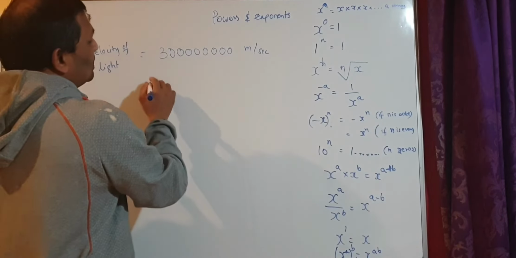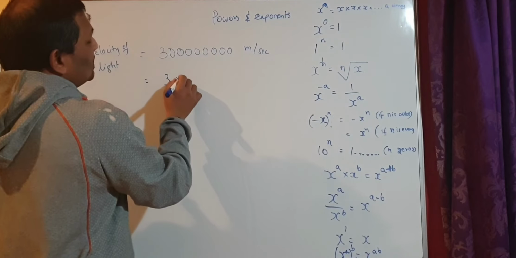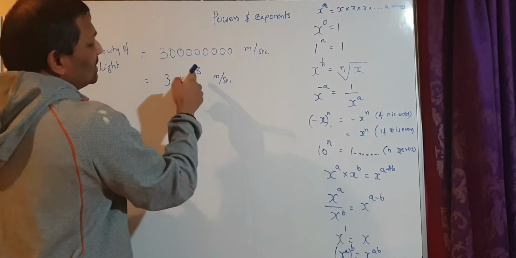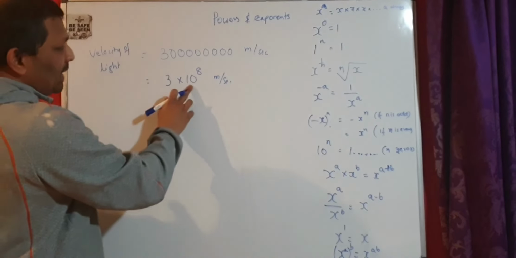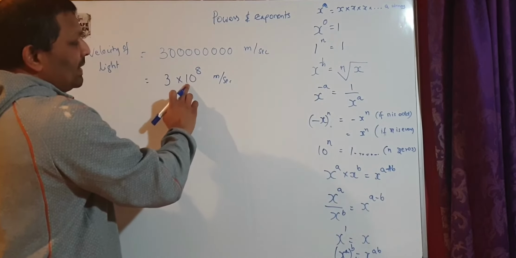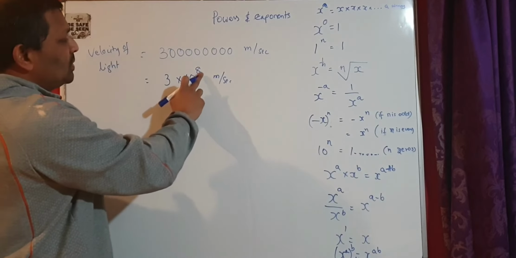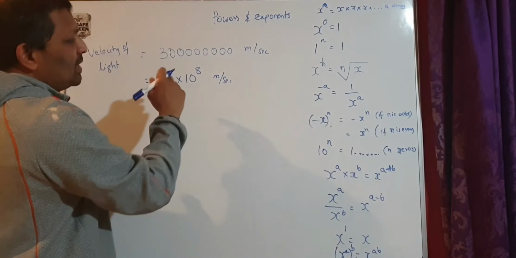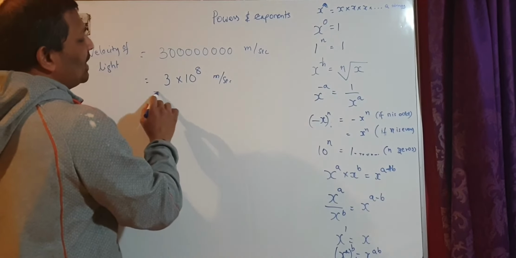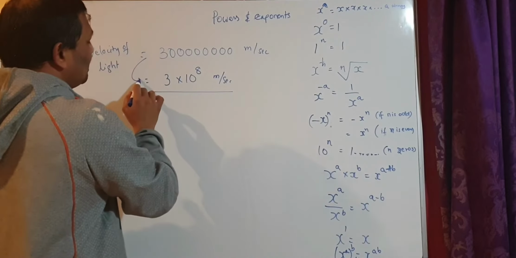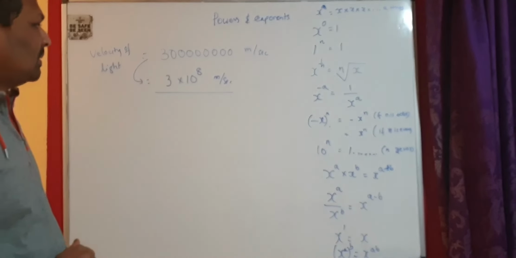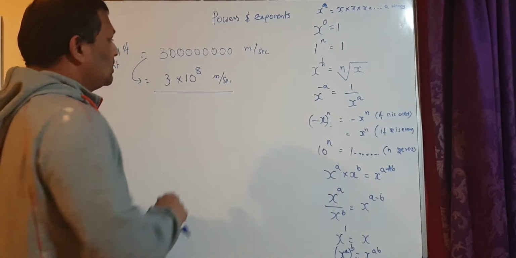So instead of writing this one, you can simply write this number as 3 into 10 to the power of 8 meters per second. So this clearly tells that 3 should be multiplied by this number, and this number has 8 zeros after 1. So you don't have to count how many zeros there are, so there is no possibility of missing out one zero or adding one more zero. But if you write the very same number this way, it's very easy, and there won't be any possibility that you may go wrong. So 3 into 10 to the power of 8.